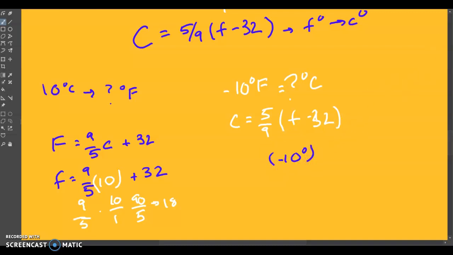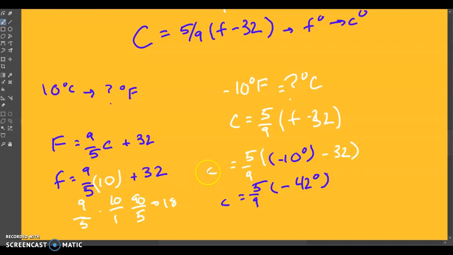So we'll have negative 10 degrees for this. And then we're going to write the rest still back. We'll have 5 over 9 times negative 10 minus 32 equals C. Now we always remember with PEMDAS, we do the things in the parentheses first. So the first thing we're going to do is negative 10 minus 32, which is going to give us negative 42 degrees times 5 over 9 is equal to C.